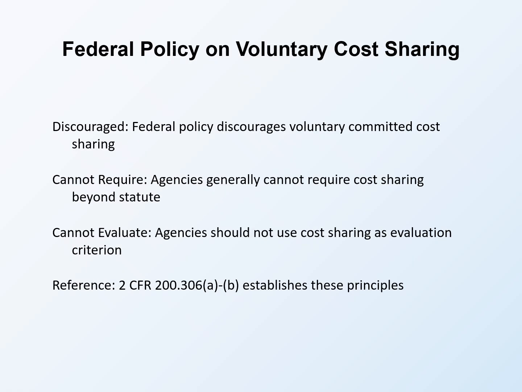Federal policy actively discourages voluntary committed cost sharing, though many applicants do not realize this. Understanding the policy context helps you make informed decisions about whether to offer match. The uniform guidance discourages voluntary committed cost sharing. This policy reflects recognition that voluntary match creates burdens for both recipients and federal agencies without necessarily improving project outcomes. The policy encourages applicants to request the resources they need rather than artificially reducing requests with match commitments.